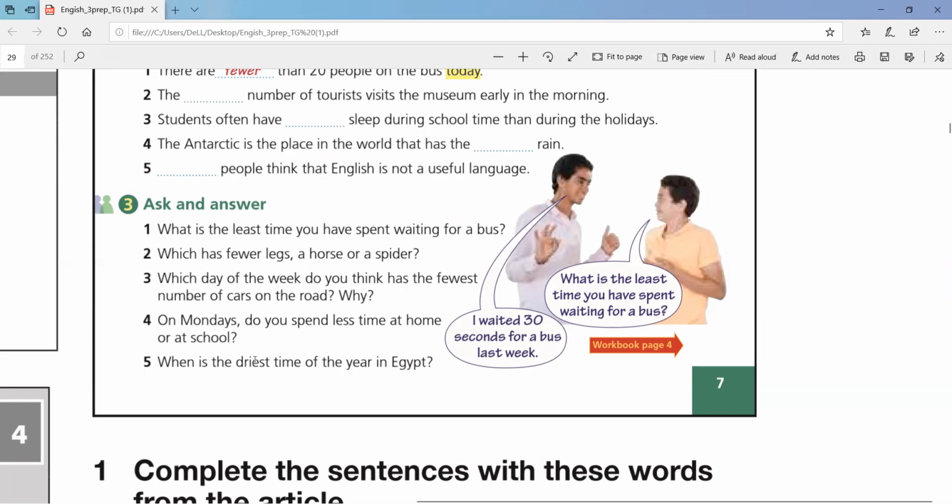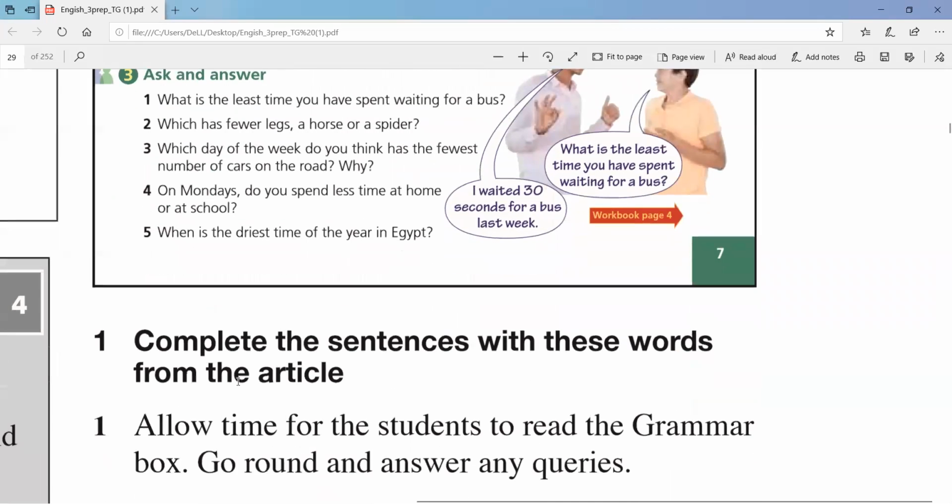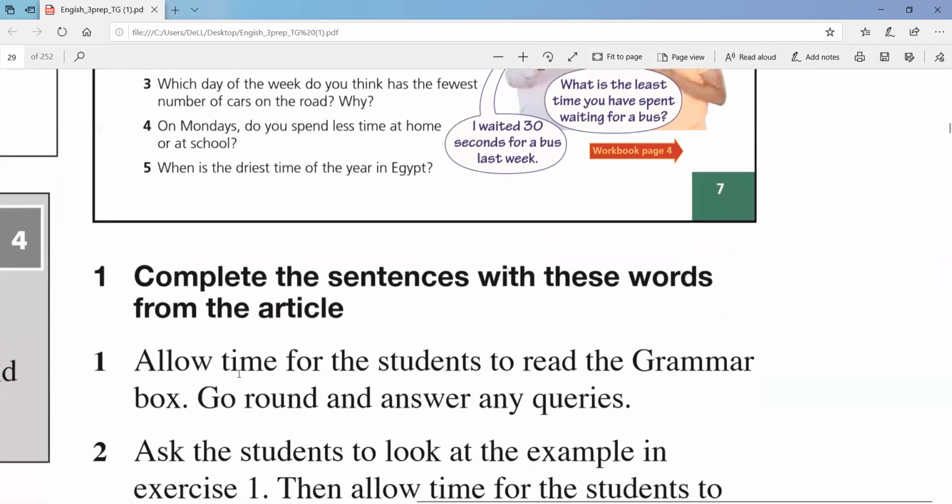Okay, so some students may say, on Mondays, I spend less time at home. Or some others may say, on Mondays, I spend more time at home. Or some other boys may say, on Mondays, I spend less time at school. When is the driest time of the year in Egypt? I think you can say August is the driest time of the year in Egypt. This is also a comparison.